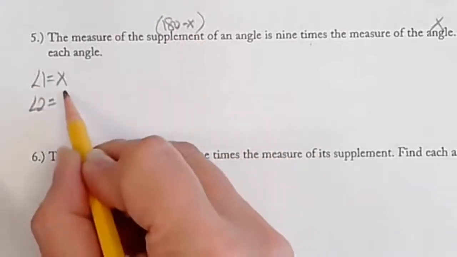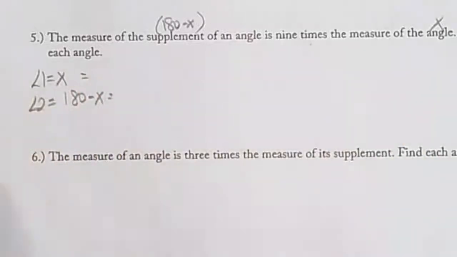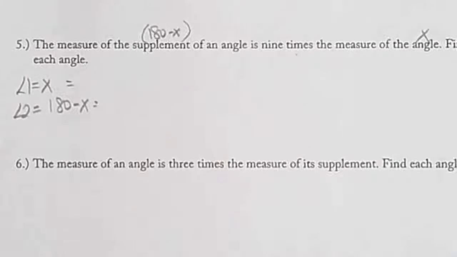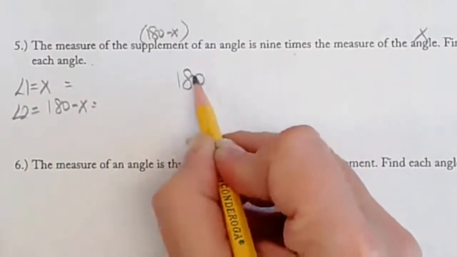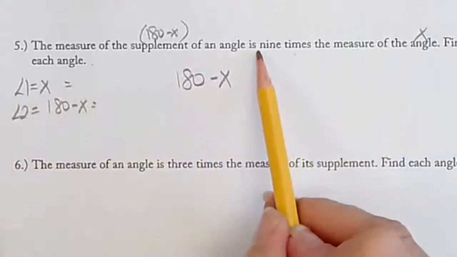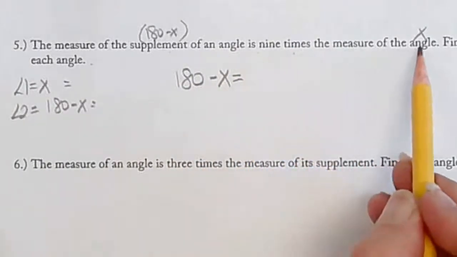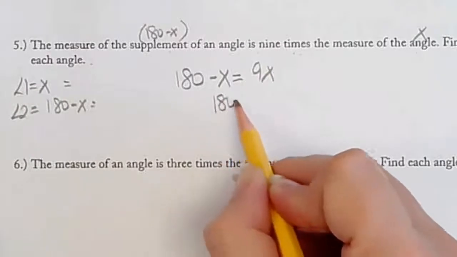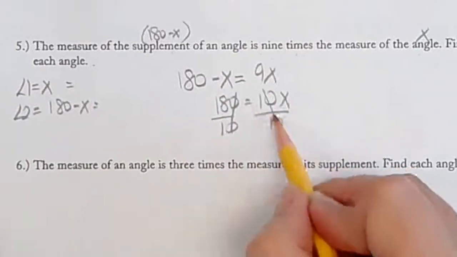Measure of the supplement, that's this guy, is 9 times the angle. I can do this. Add x to the other side, and that's going to give me 10x. I like dividing by 10, right? It's 18. So your angle is 18. My angle is 18, and the supplement is 180 minus 18, and that's 162 degrees.